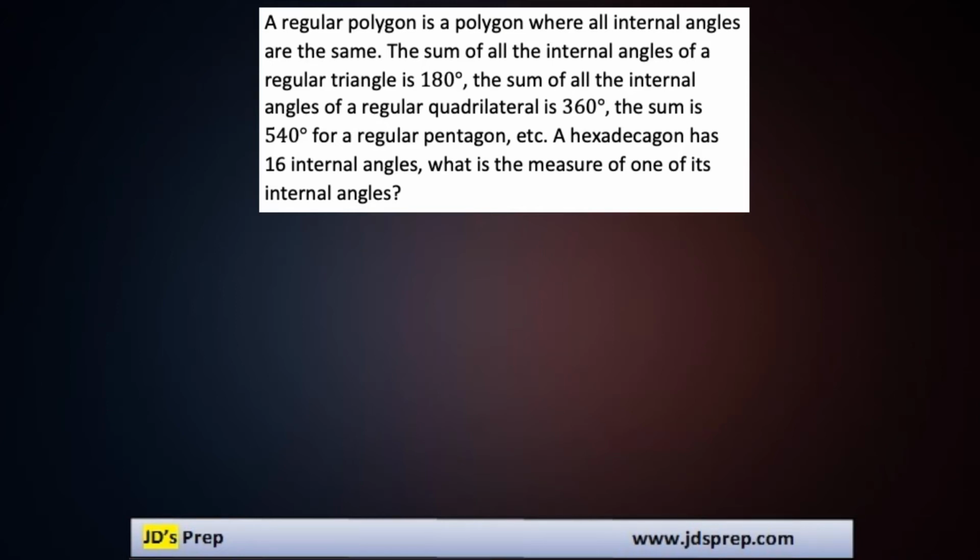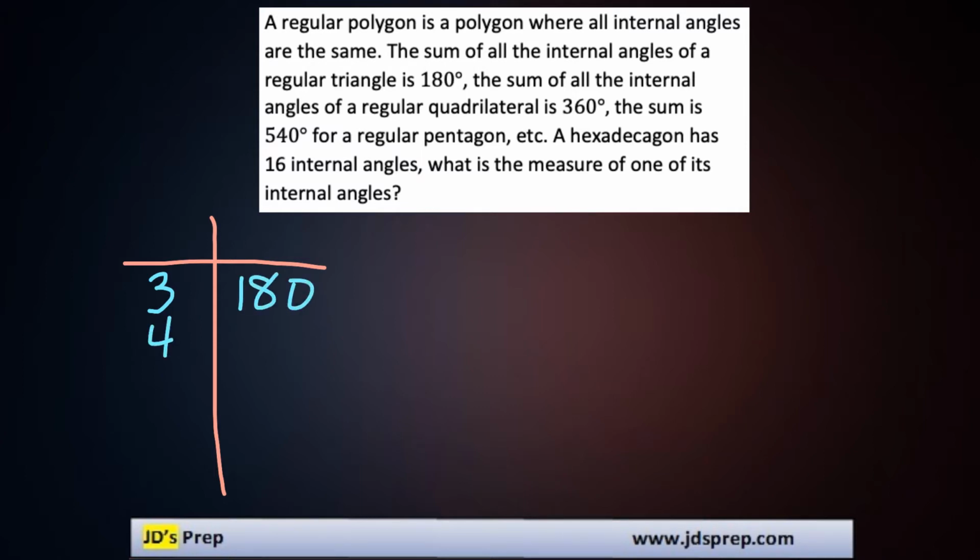In order to solve this problem, I find it's helpful to create a little table of values. On the left side of the table, we're talking about the number of sides. So a triangle, which has 3 sides. And on the right, we're going to have the sum of the interior angles. So triangle, the sum of the interior angles is 180 degrees.